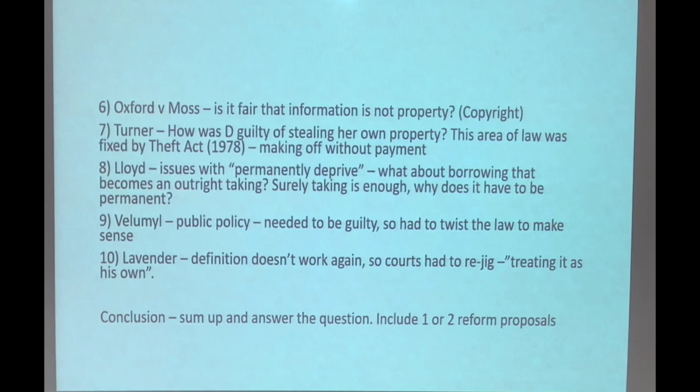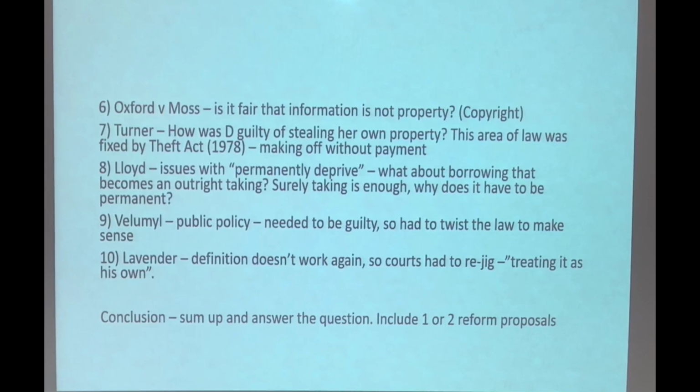10, Lavender, again, you can see the definition of this intention to permanently deprive not really working because he didn't officially, technically, deprive the council of the doors. So the judges had to sort of rejig the definition to treating it as his own, which is just moving away from the actual legal statutory definition. So there's a lot of judge-made law there, and judges are having to make decisions as to what things mean within the definitions because they are so wide.